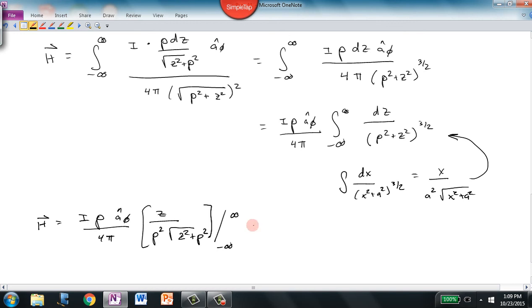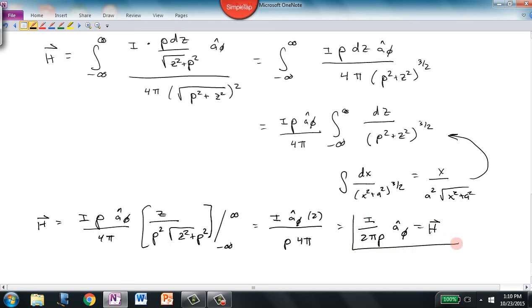And this results in I times a hat phi times 2 over rho times 4 pi. We see that the 2 cancels out with the 4 pi, and we are left with the magnitude of the current over 2 pi rho a hat phi. So that is the magnetic field strength at any point in space right there. That's the end result of the Biot-Savart law as applied to a current carrying element.